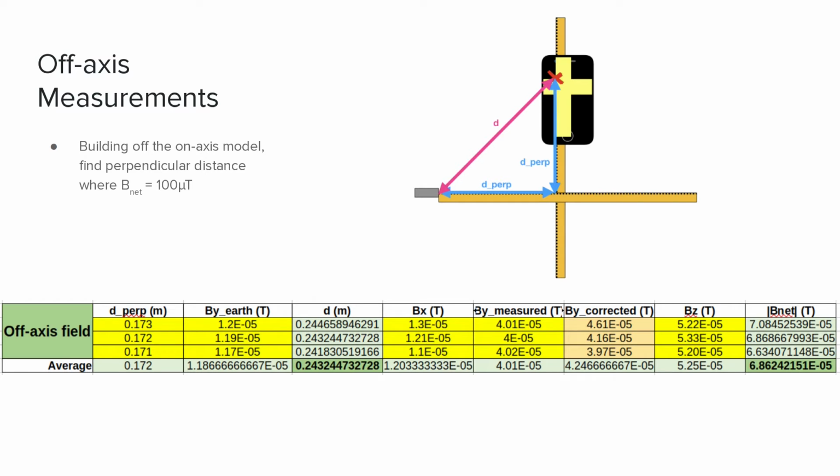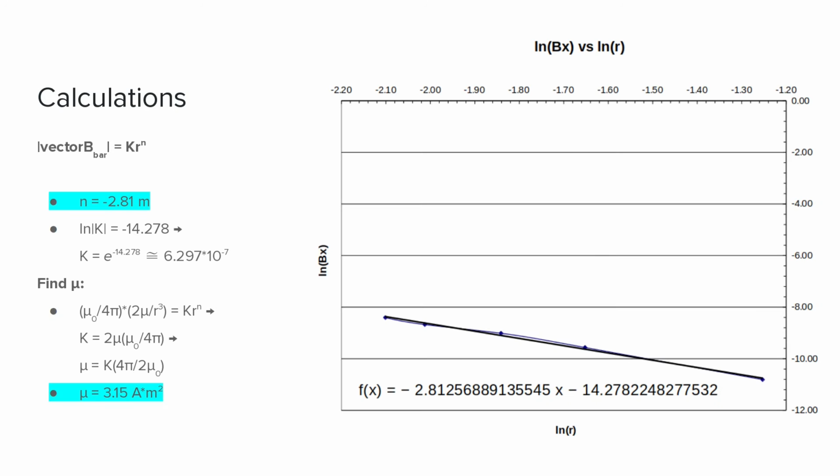Here's the data for the off-axis measurements. This temporarily builds off the on-axis model, to which we find the perpendicular distances where our net magnetic field is approximately 100 microteslas. Back to the aforementioned trendline equation. The slope is the distance dependence of our bar magnet. The y-intercept will help us find the magnetic dipole moment through the distance dependence and Biot-Savart's law equations. We ultimately find the distance dependence to be negative 2.81 meters, while the magnetic dipole is 3.15 amp-meters squared.